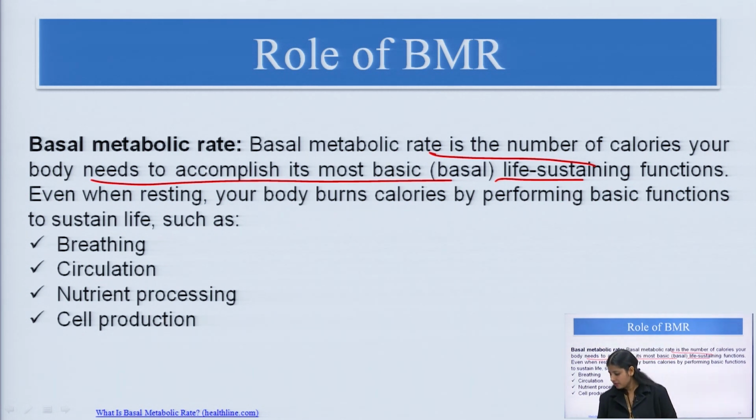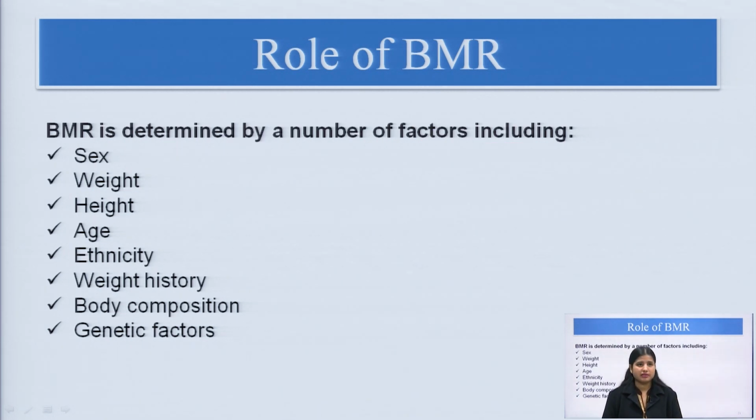And this basal metabolic rate depends on some factors like sex, weight, height, age, ethnicity, weight history, body composition, and some genetic factors. In gender, in males the BMR is faster compared to females. About weight or height: the larger the body is, the larger the BMR is. About age, in old age the basal metabolic rate is slow.